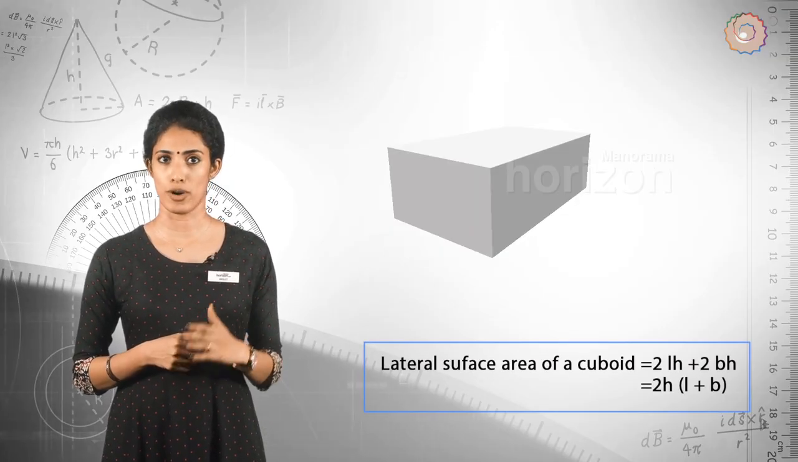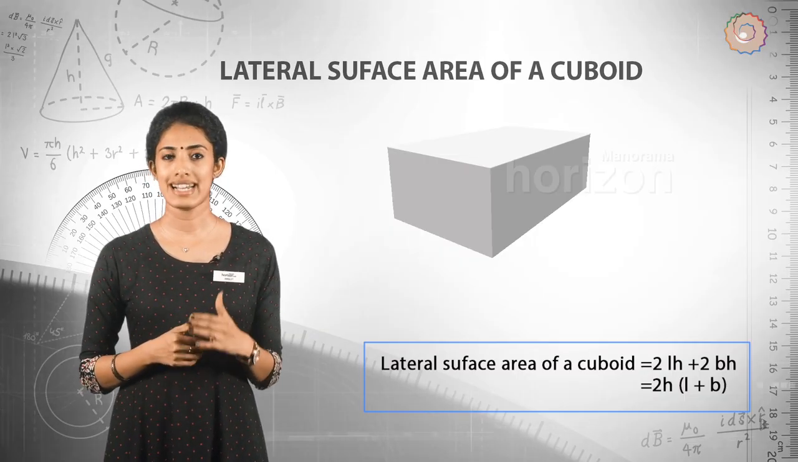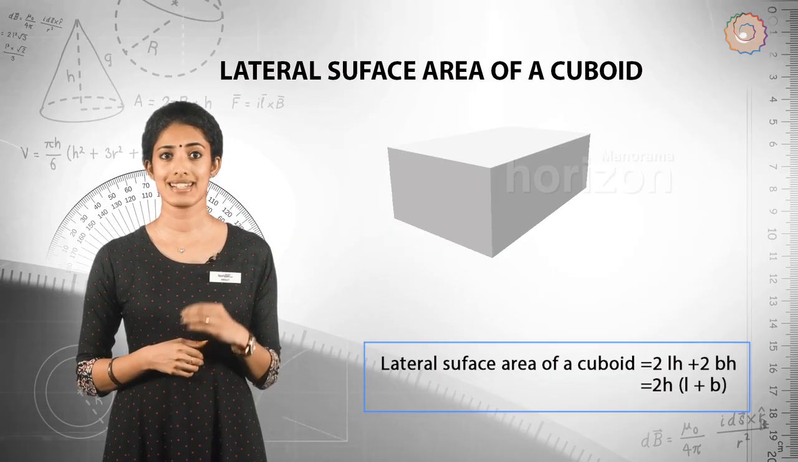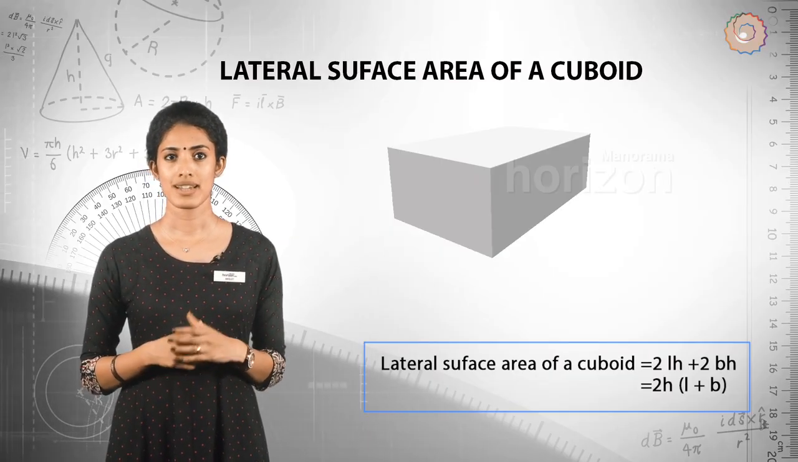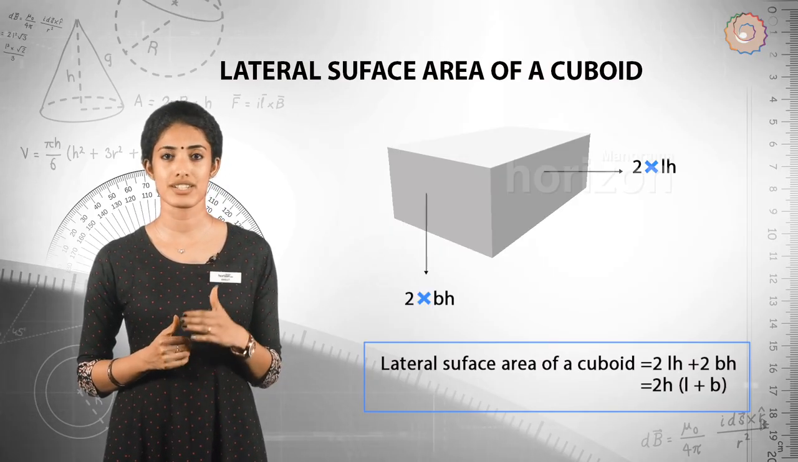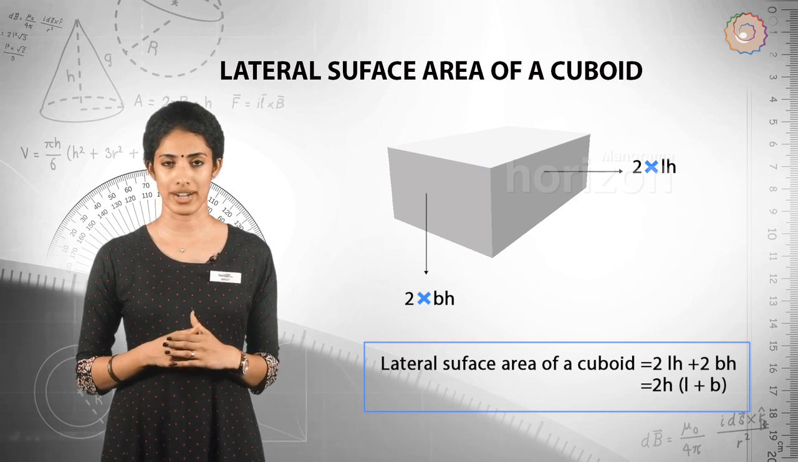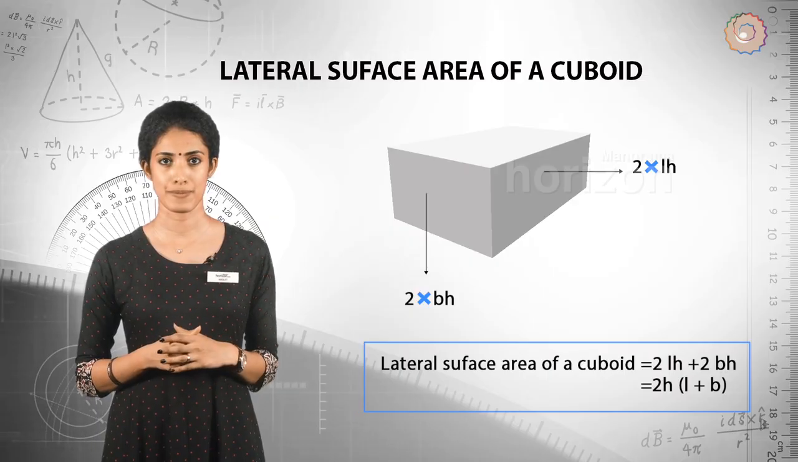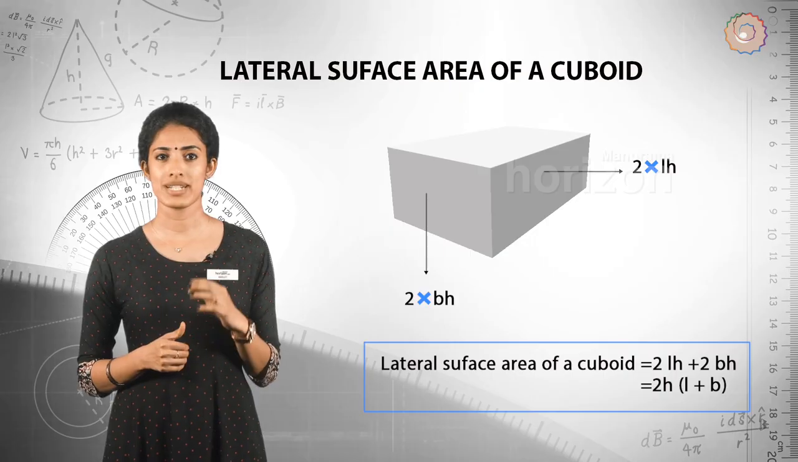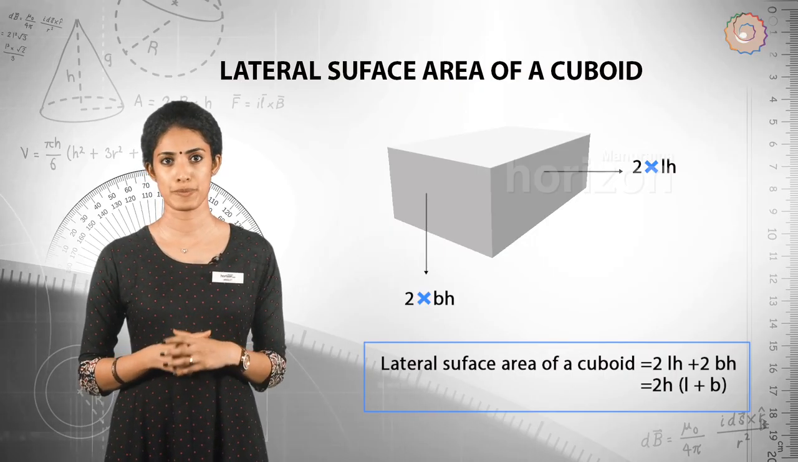Now, think of a cuboid box excluding its top and bottom face. This is called the lateral surface area of a cuboid. Now, let us see how to analyze the lateral surface of a cuboid. Here, we have 2 rectangles of dimensions length and height and 2 rectangles of dimensions breadth and height. Therefore, the lateral surface of the cuboid is given by adding the lateral sides, that is 2 times LH plus 2 times BH. Here, we take 2 in common. Therefore, we get 2H multiplied by (L plus B).